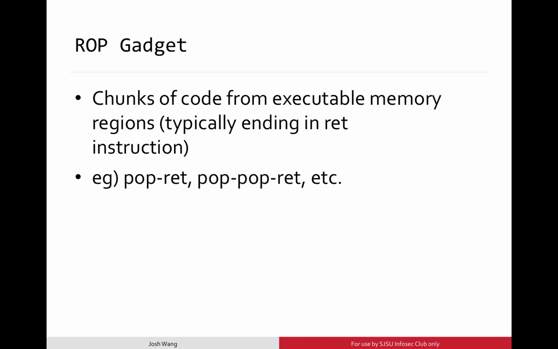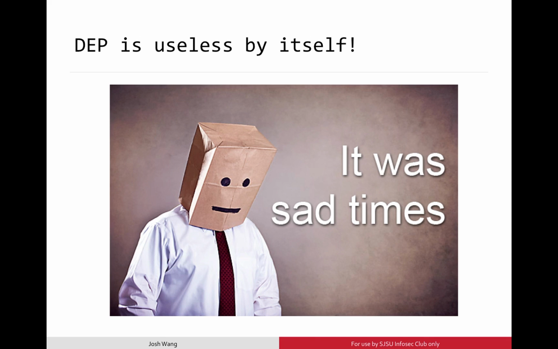So ROP gadgets basically allow us to continue our attack and chain multiple function calls together. So as we just saw, DEP is basically useless by itself, because you can perform attacks like return to libc or set up ROP chains to execute arbitrary code. So by itself, DEP is easily subverted.